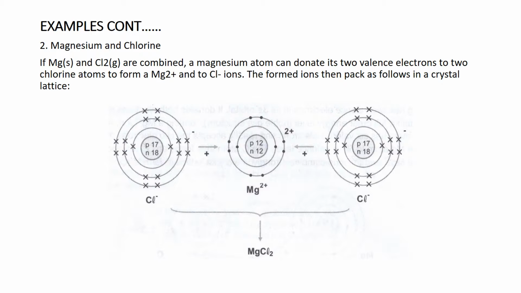As you can see on the diagram below, the 2 chlorine atoms are attracted to the magnesium ion. The magnesium ion has a charge of positive 2. Each chlorine atom has a charge of -1. So if these combine, they form a neutral compound, which is MgCl2. I hope you understand. I hope I'm not confusing you.